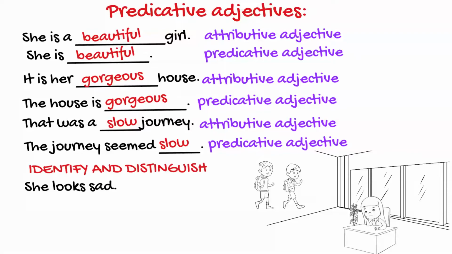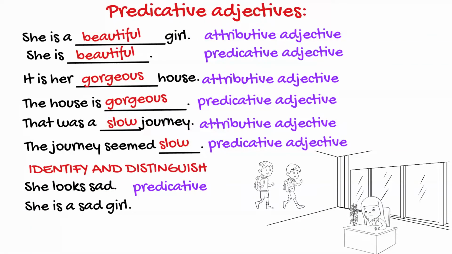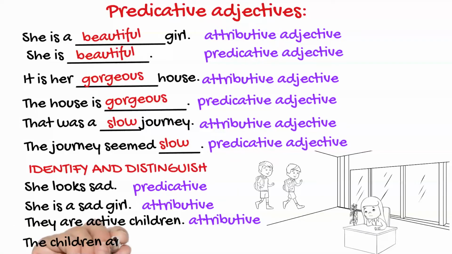She looks sad. Predicative. She is a sad girl. Attributive. They are active children. Attributive. The children are active. Predicative.